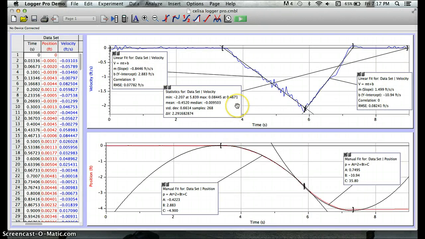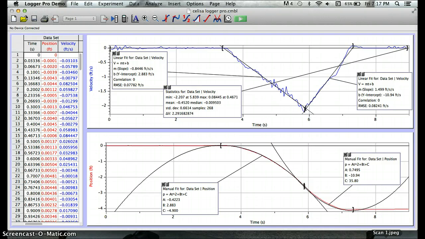Okay, so here on this graph, we found the maximum velocity of our mousetrap car, and we analyzed the statistics for the data set. Since my car was moving in the negative direction, we're going to use the minimum value for my maximum velocity, which is negative 2.207 feet per second.